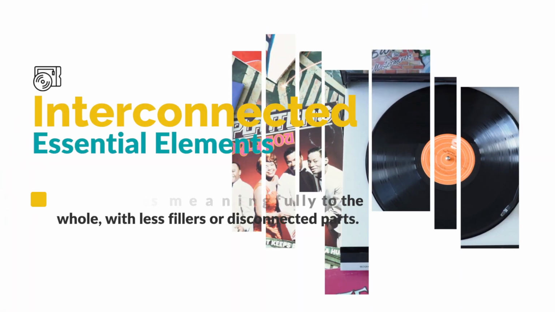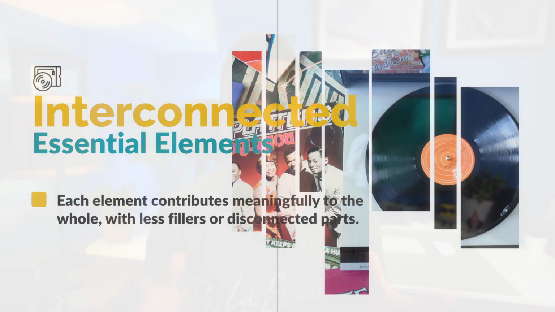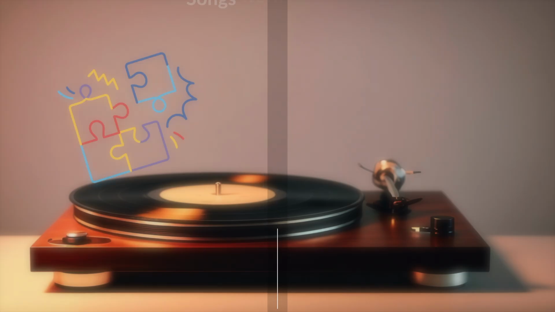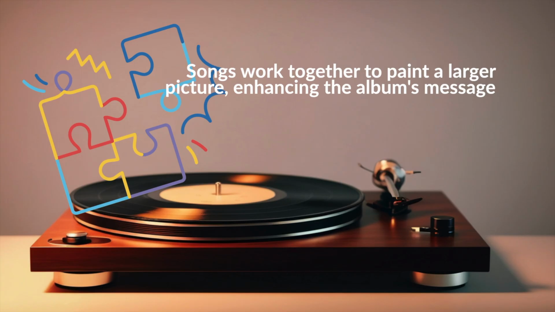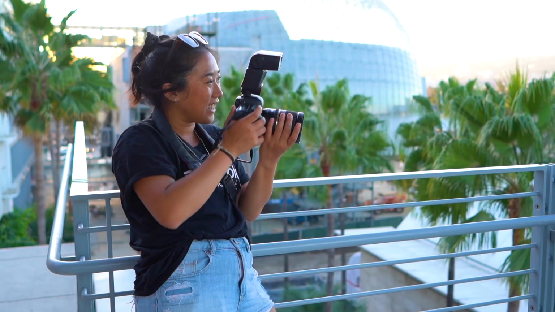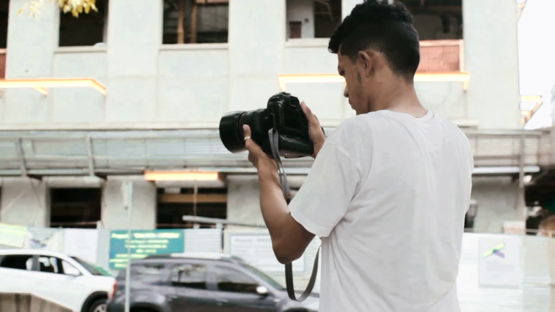Interconnected, essential elements. Each element contributes meaningfully to the whole, with less fillers or disconnected parts. In an album, every song has a purpose and builds the narrative, like how each track in Kendrick's album deepens the story. Songs work together to paint a larger picture, enhancing the album's message. In a PBL unit, every learning activity builds skills or knowledge needed to address the final challenge. Activities are intentionally linked, fostering deeper understanding and coherence.